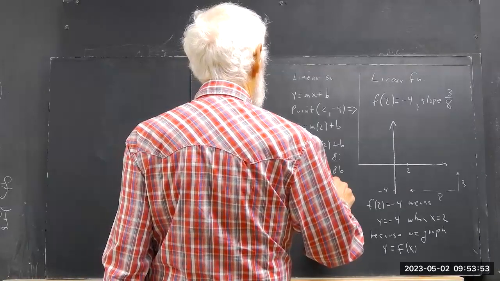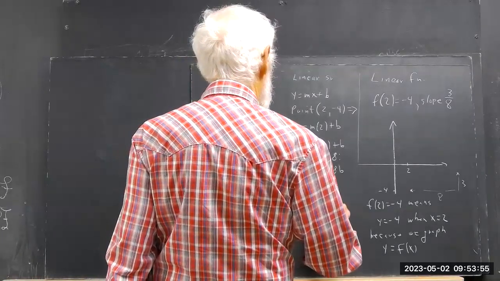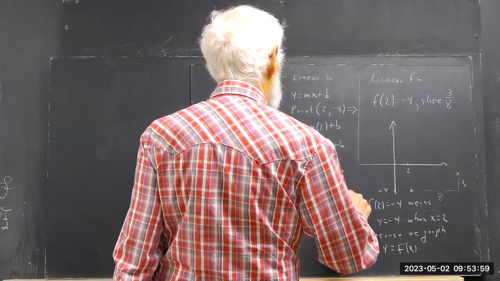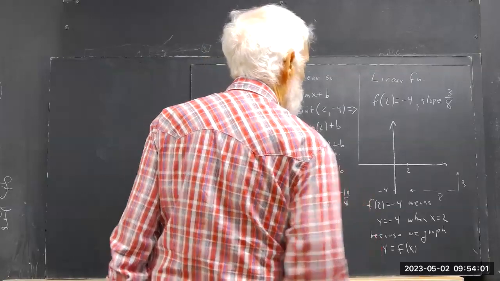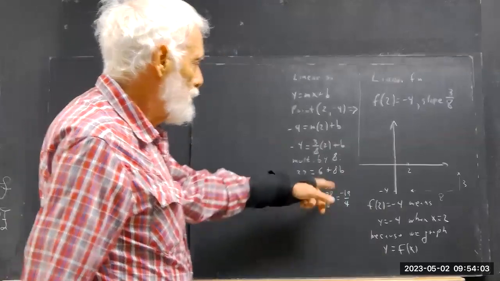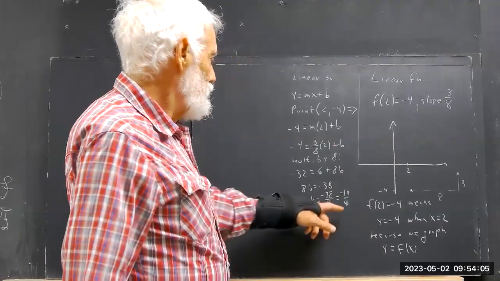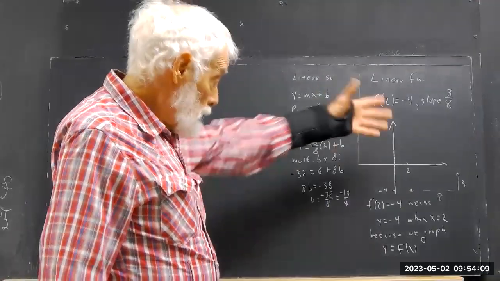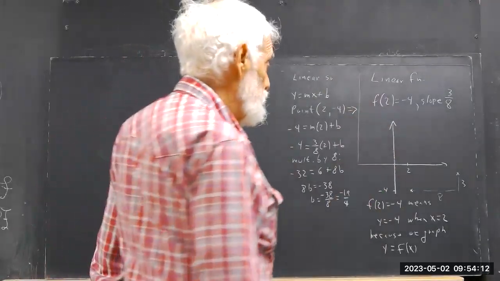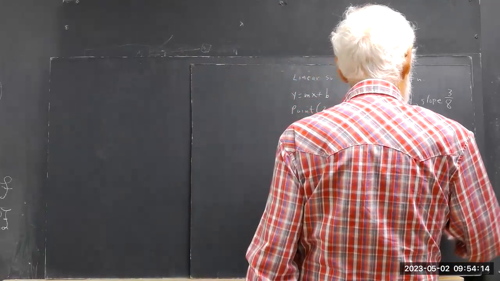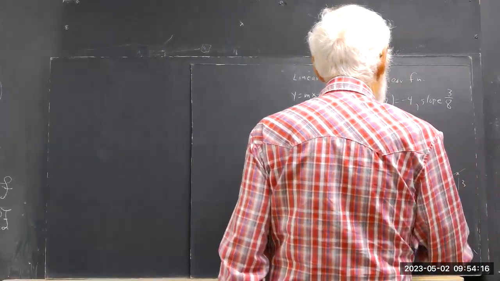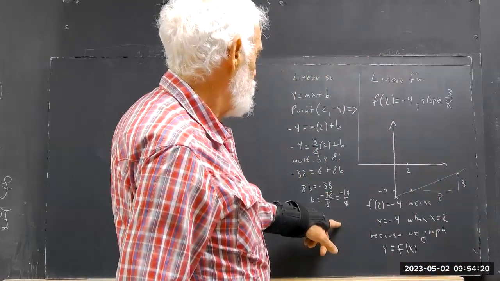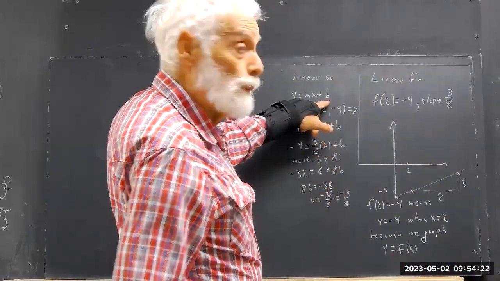Okay, so anyhow, this leads to 8b equals -38, so b is -38 over 8, which reduces to -19/4. Now, -19/4 is close to -5, right? Let's look at the graph. Does it make sense that if we have these two points, the y-intercept would be -19/4? Because of course b is your y-intercept.